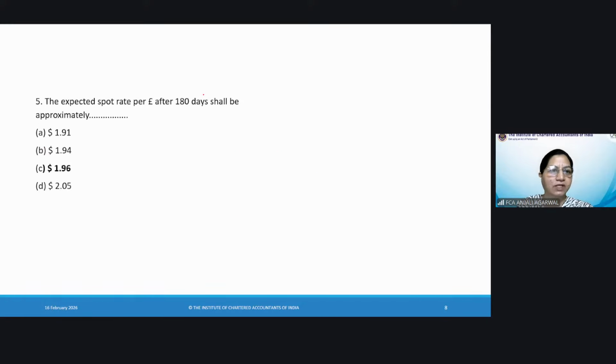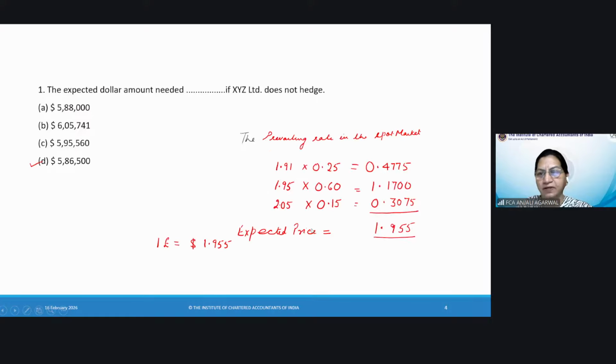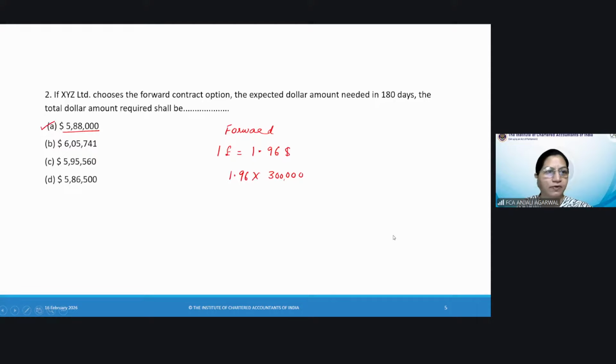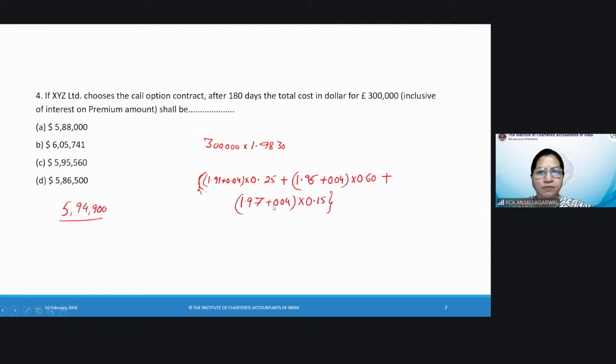Next is, what is the expected spot rate per pound after 180 days? The expected spot rate we have already calculated. This is forward. The expected spot rate is 1.955, which comes out to be 1.96. Maybe this answer is also different because of some rounding off. So let's say 1.98 if we take, ignore the 300,000 into 1.98. So you can always mark the closest answer in that scenario. Okay.